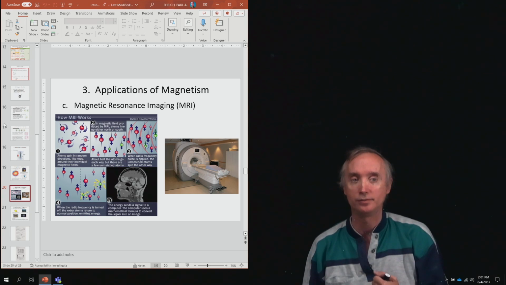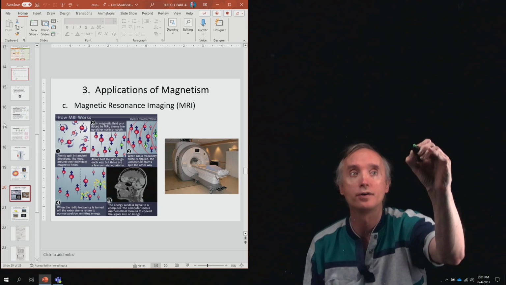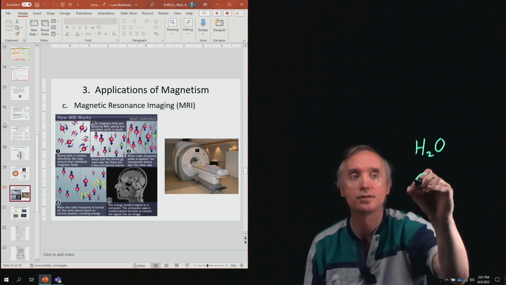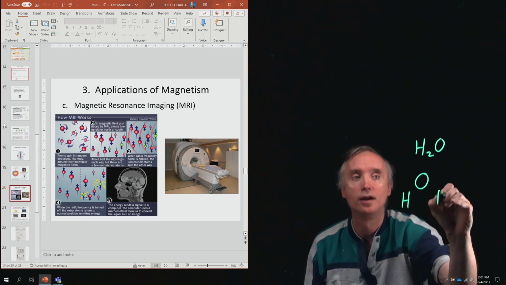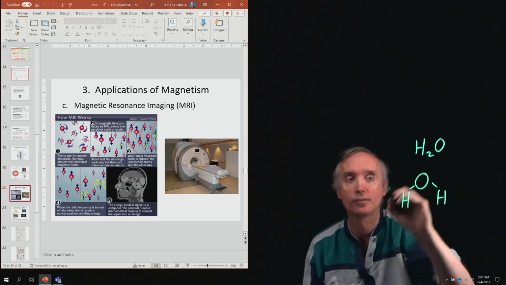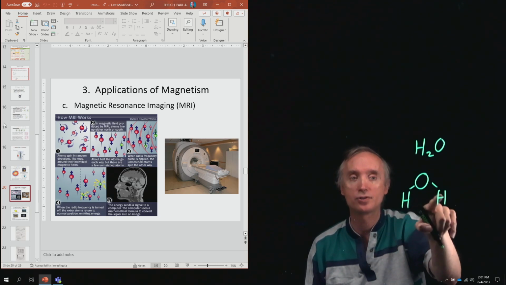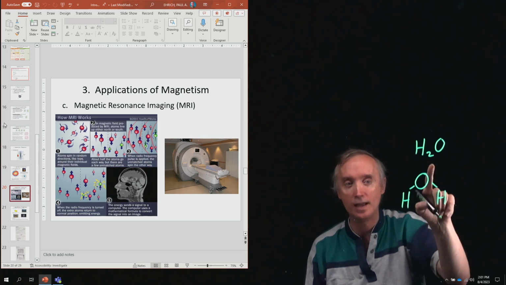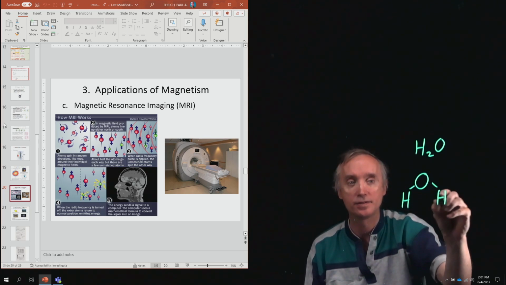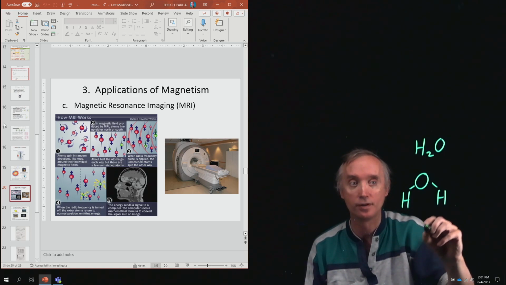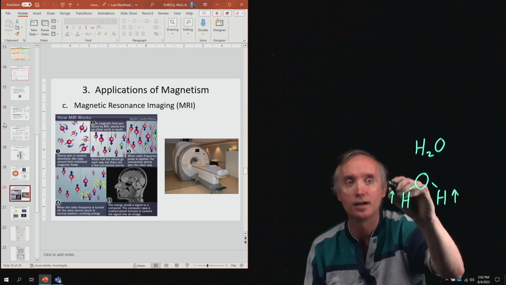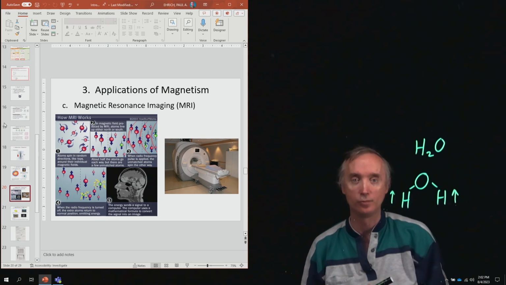But the basic idea is that your body is mostly made of water. And water is going to be H2O, and we've already discussed that it's an oxygen and then it's got two hydrogens stuck onto it. And then inside each of the hydrogens is going to be a single electron, and that electron has a little magnet associated with it. So each one of these hydrogens is going to have a teeny tiny little magnet associated with it.